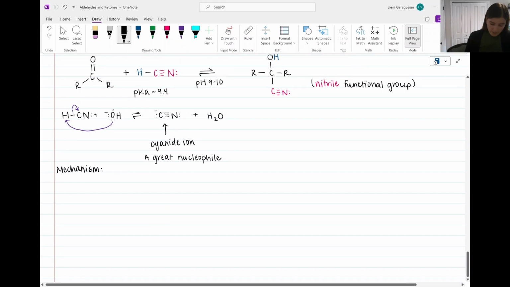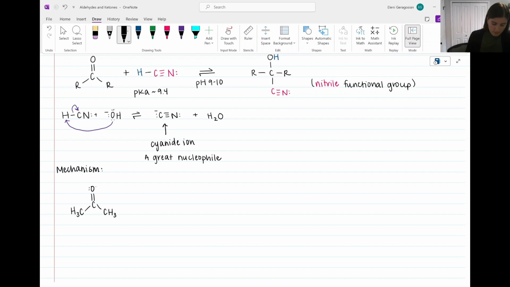We'll use a real molecule here. This is acetone. This is what is used in a lot of our chemistry labs as a solvent or as a way to clean glassware. It's also nail polish remover. It's very widely used. So this is acetone, a ketone.